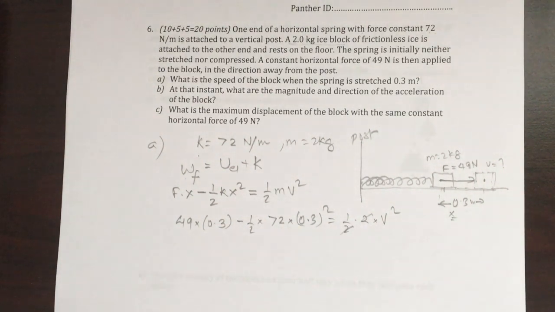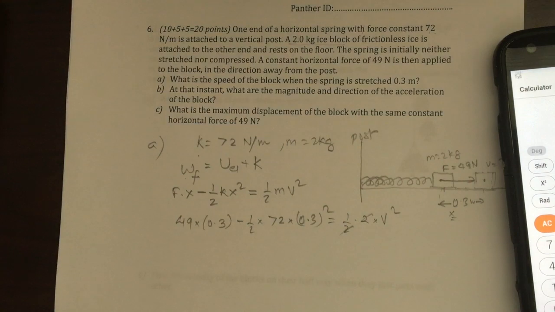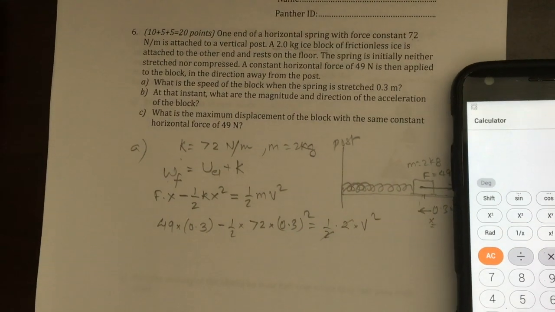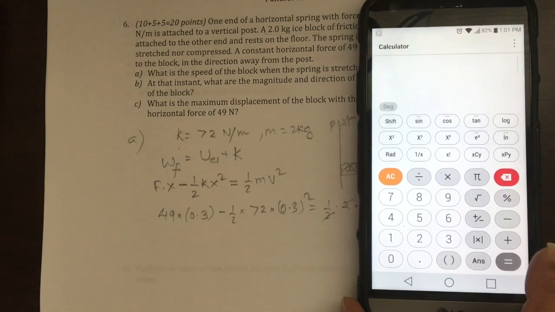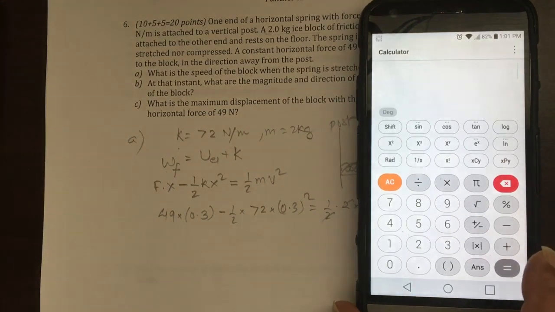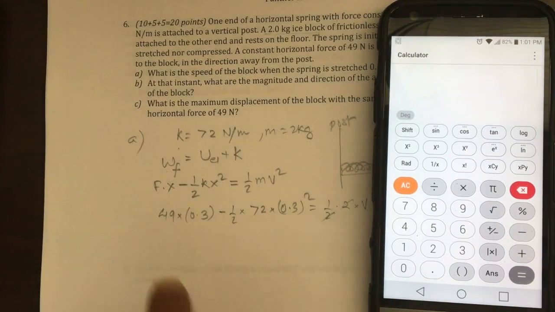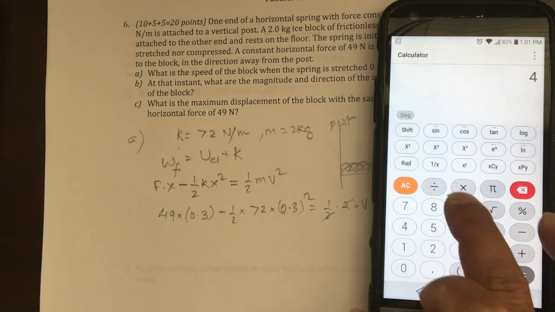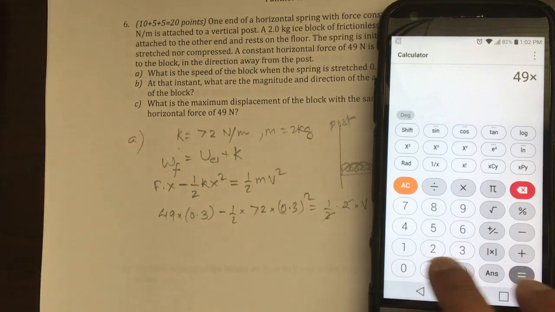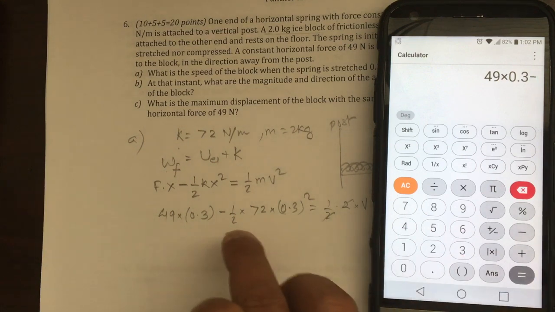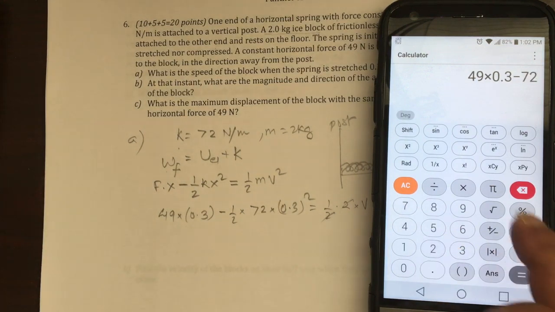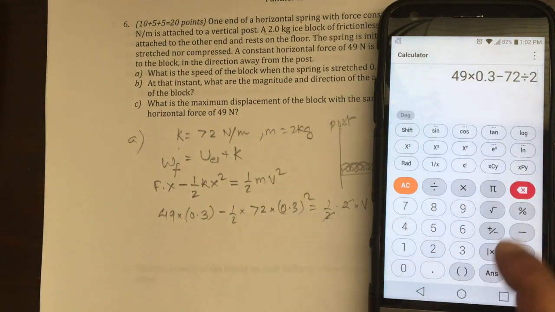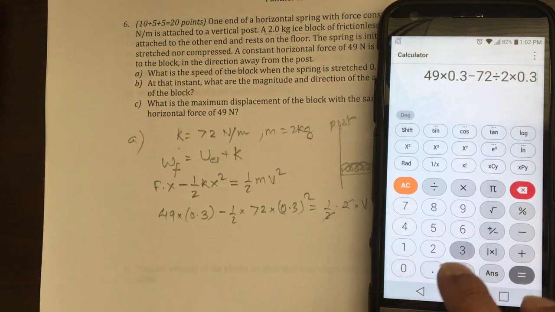Okay, so let me use my calculator again. In your test you are not allowed to use a calculator anyway. Sorry, you are not allowed to use a phone anyway. So here, 49 times 0.3 minus 72 divided by 2, which is 36, times 0.3 square.